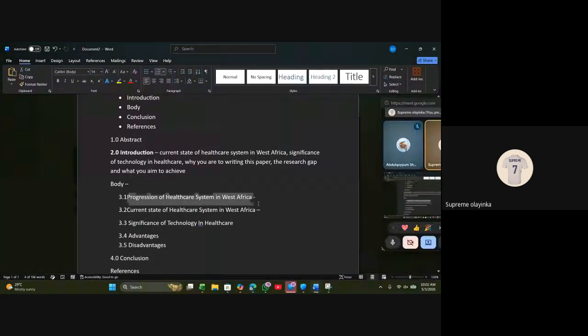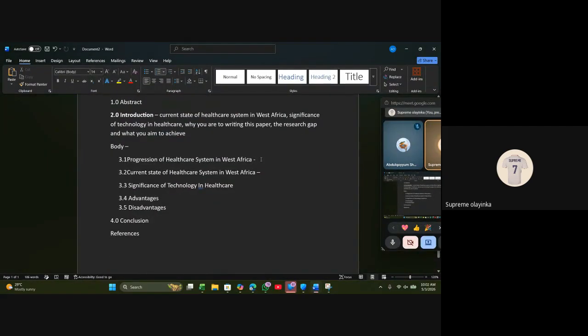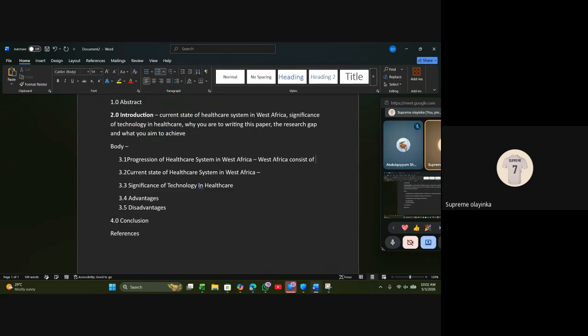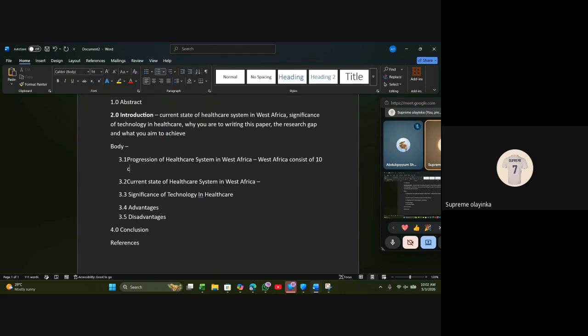So I'll go to my own. In this case, let's say I started with West Africa, which consists of, I'm not sure, let me just say 10 countries. I'm not sure of this number, so these are the things we need to fact check. But yeah, over 10 countries. Let's say 10 countries are countries in West Africa.